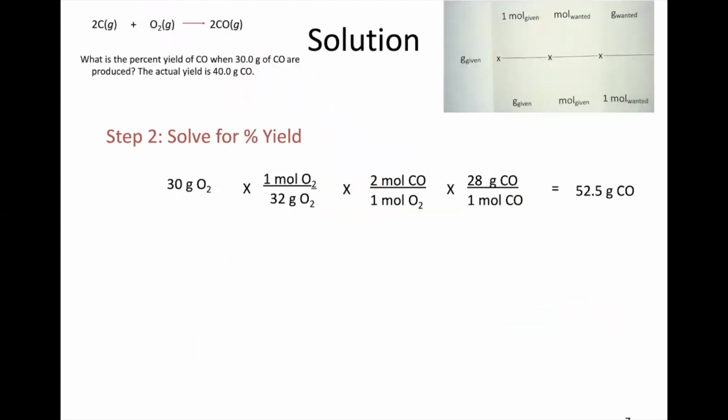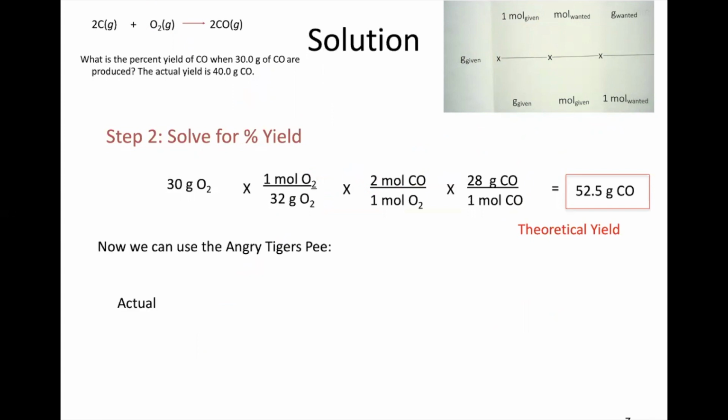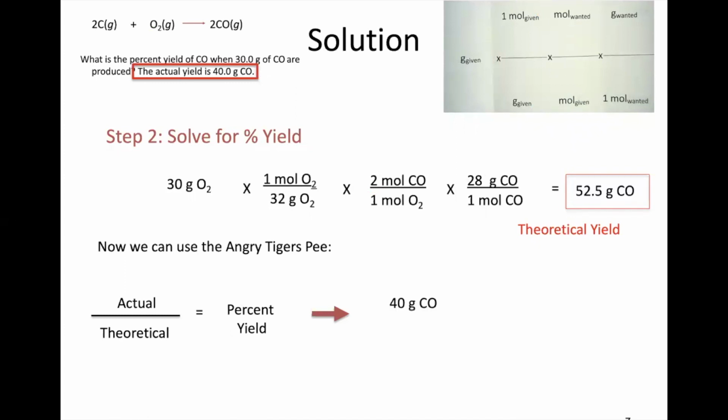And we did all of this work just to get the theoretical yield. So we have to still add one more step, but it's very simple. So now we can use Angry Tigers P, which is actual over theoretical, and we'll get our percent yield. So we're just going to plug in. We already have the actual because it gave it to us in the equation in the first place. So 40 grams of CO over our theoretical, which is 52 grams of CO. I just got that from over here. We solved that in the first half of this solution.